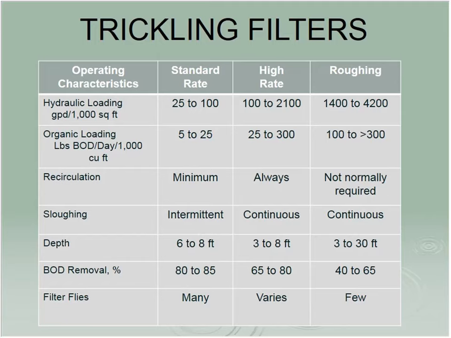They tend to have recirculation for some reasons that we'll see. The sloughing, as we see here, because it's such a low rate, is kind of intermittent. So you may have to do things to control that. You don't want it to get too thick. And 6 to 8 feet deep, but it'll remove 80 to 85% of your BOD. It's good enough to get you through your permit. So if you've got a small town, it's not a very high-tech operation, but it works pretty well.